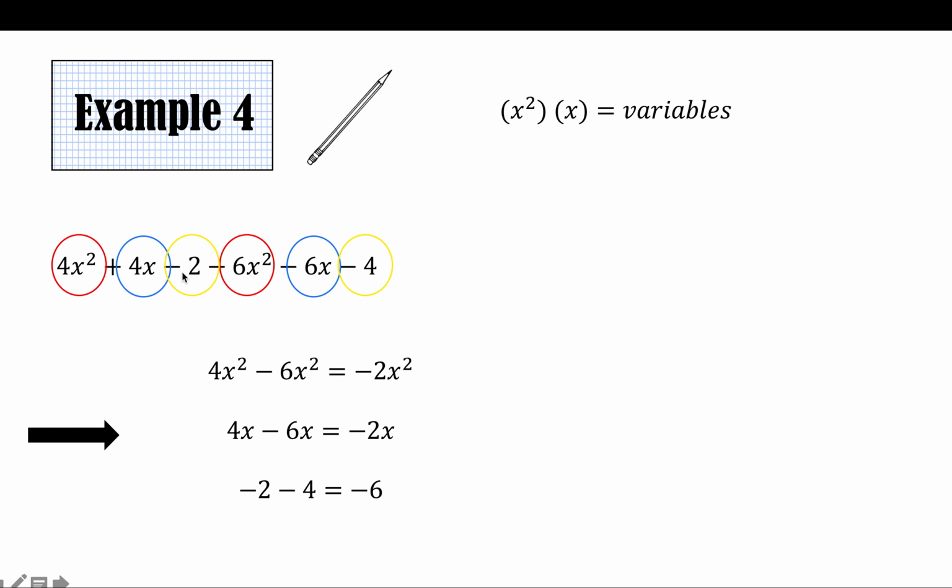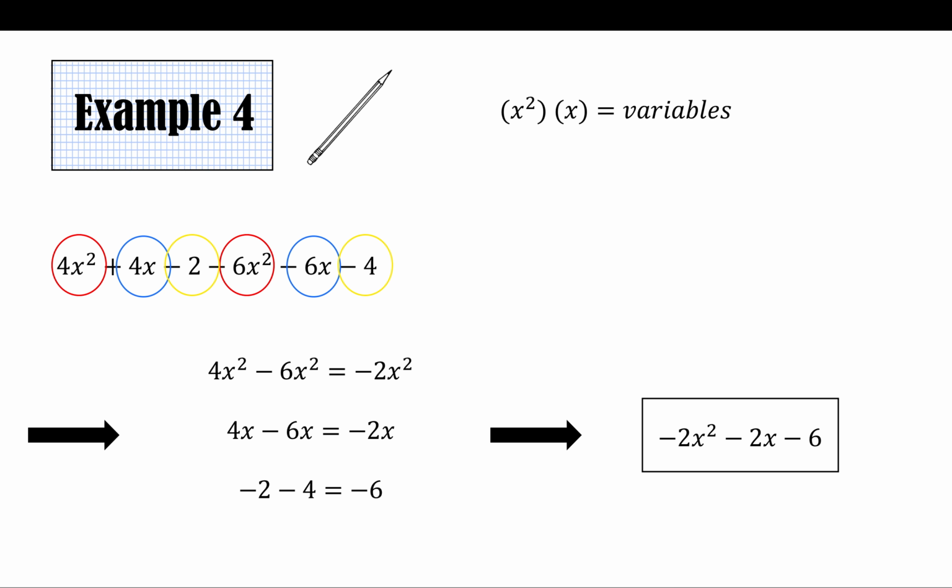Now we have the like terms in yellow. Negative 2 minus 4 equals negative 6, because when you have two negative terms, you will add them and the result will be negative. So now we combine the results, and this is the simplified expression from this equation.